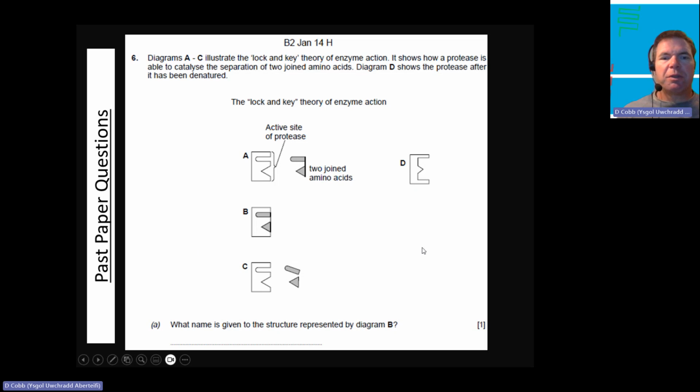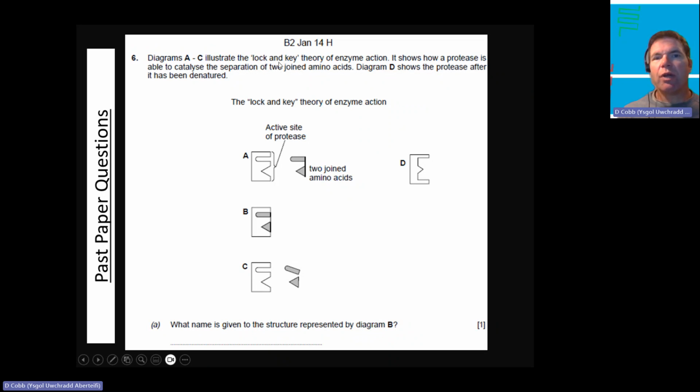So, the question simply asked here, what is the name given to the structure represented by diagram B? I mentioned earlier how it's not uncommon to see students write down lock and key theory. And lock and key is wrong here, and there are a couple of markers that tell you this isn't lock and key. The first thing, in the starting point of the question, it tells you about the lock and key theory of enzyme action.